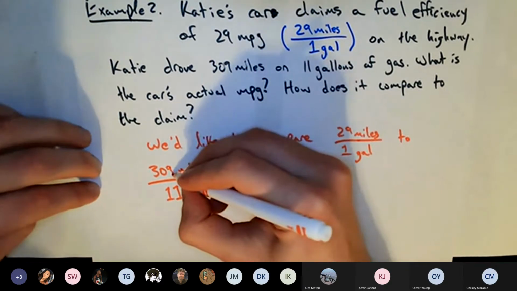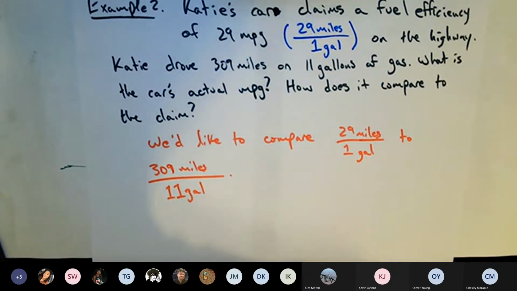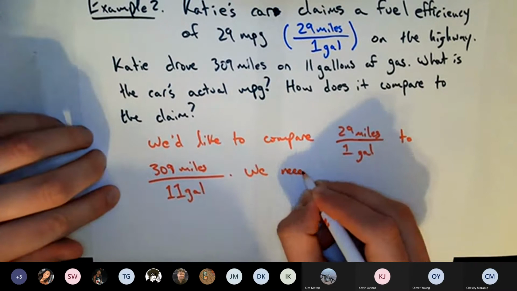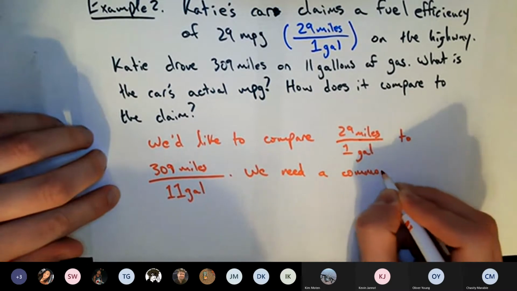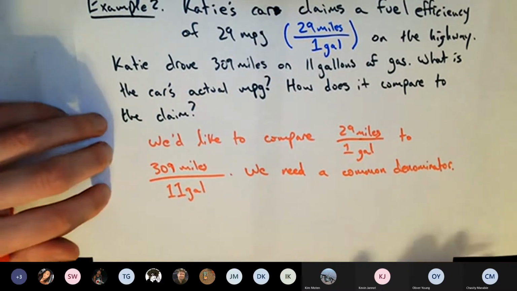But how do we compare fractions? Does anyone remember, if you've recently taken whatever the class is, LS 106, how you learned to compare two fractions in there? Does anyone remember? Okay, we have to get a common denominator. We need a common denominator.